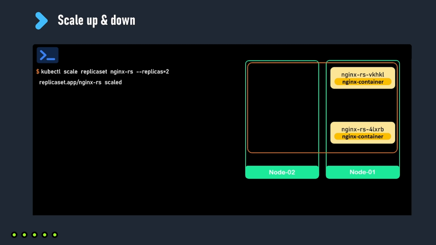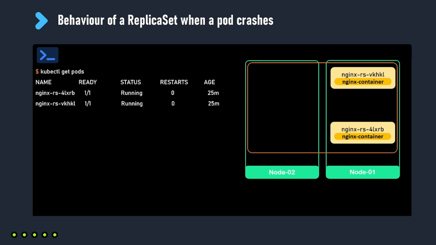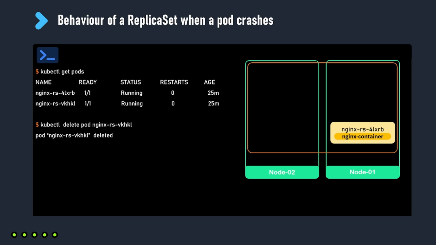We have mentioned that the main purpose of a replica set is to ensure that a specified number of pods are always up and running. So in case a pod fails or crashes for any reason, the replica set will notice the pod failure and will create a new pod to keep the desired number of pods always up and running. For example, now we have 2 pods up and running as part of the nginx-rs replica set. We will delete one of these pods just to simulate a pod failure. And just after a few seconds, the replica set will notice that one of the pods under its control fails, and it will create a new pod to keep 2 pods always up and running.